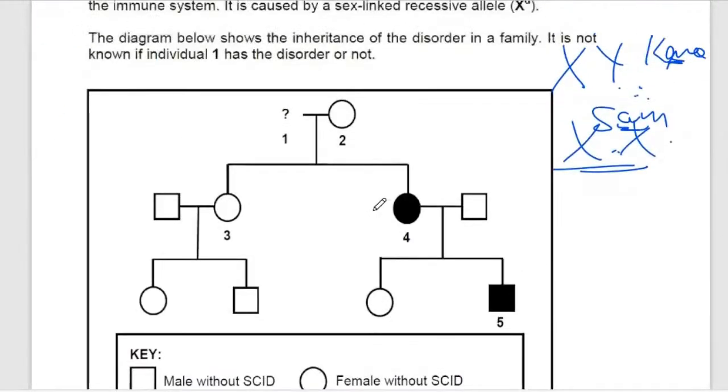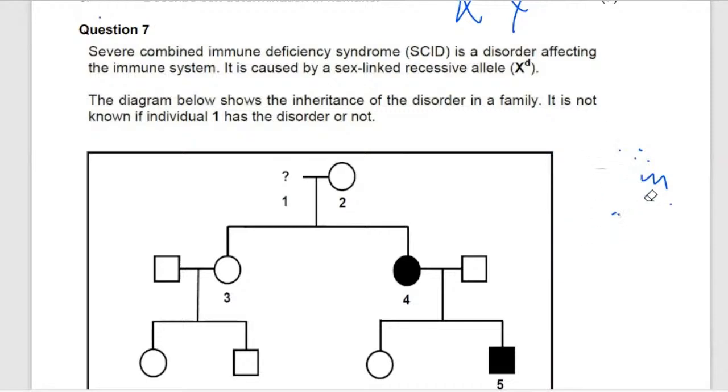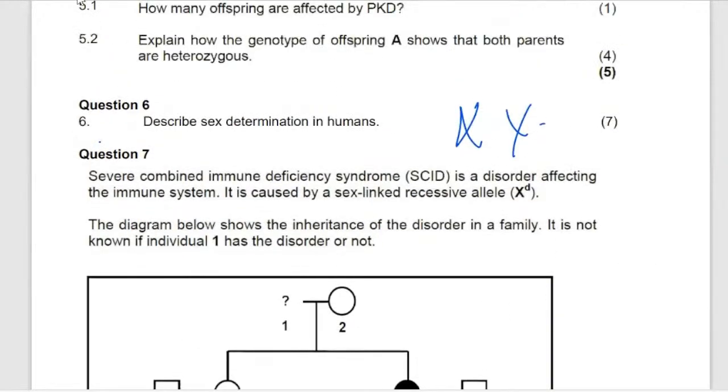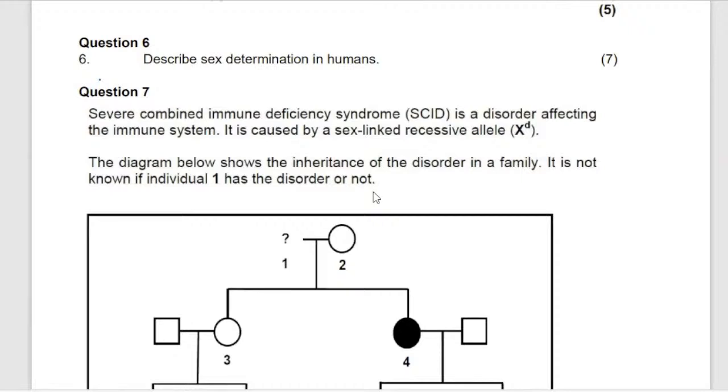Number 2. Let's do one example on sex-linked recessive allele, one example of sex-linked dominant allele, and one example of non-sex-linked. The first one, identify whether it's sex-linked or non-sex-linked. Okay, now we have identified here that it is sex-linked.